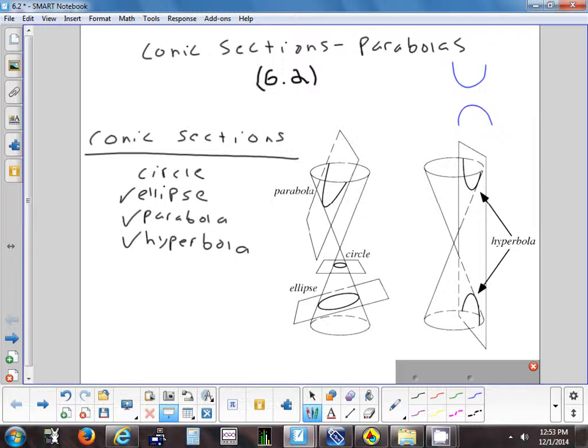Okay, any questions on the 4? You have to draw that? Yeah, I would know the 4 basic conic sections. I mean, like draw them. No, you don't have to sketch it.